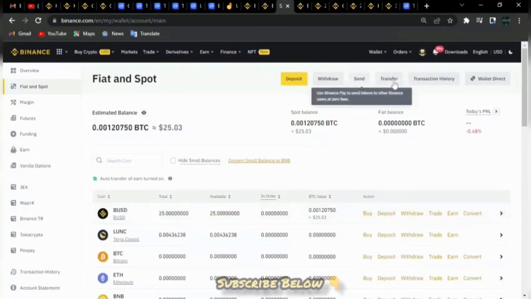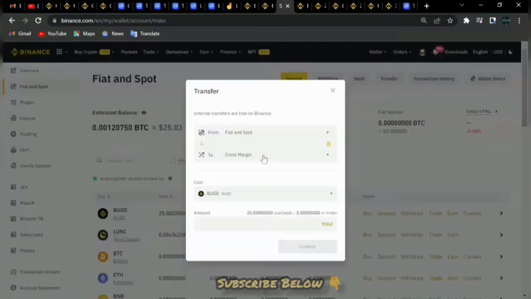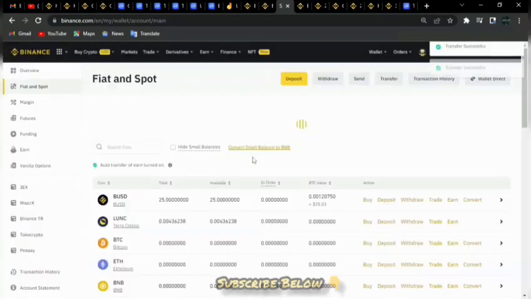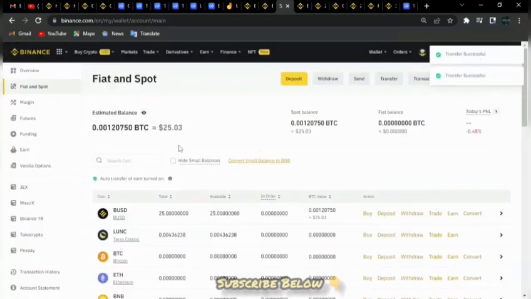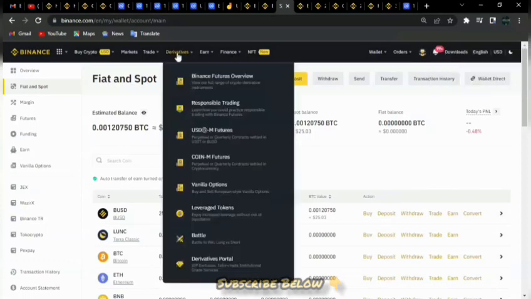Now I'm going to transfer these funds directly to our futures account, so USD margin futures account. You can see I'm going to transfer max, click on confirm. You can see we now successfully transferred these funds to our futures account. Now all you need to do to get started is to click on this top icon here. It's going to show you a drop down menu where you need to click on the USD margin futures.